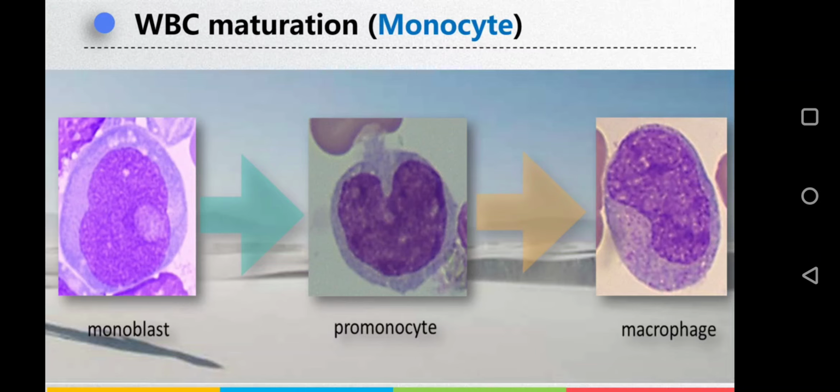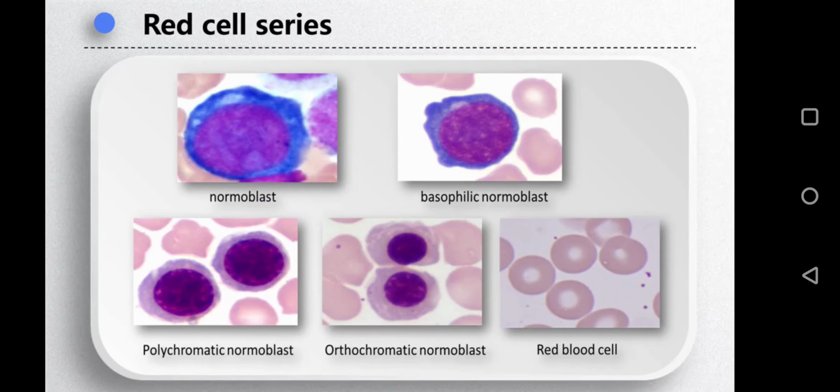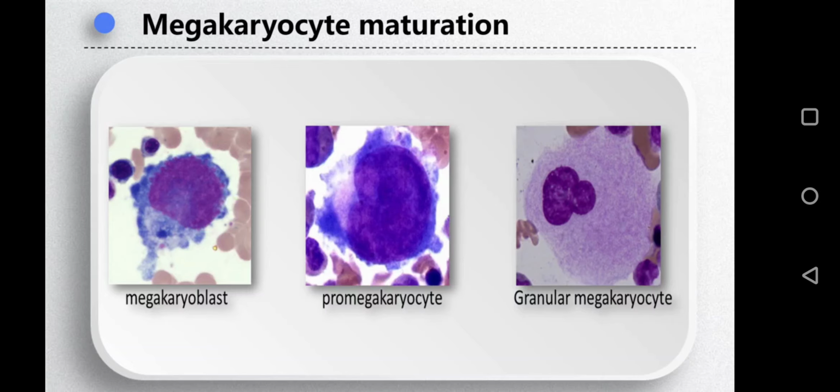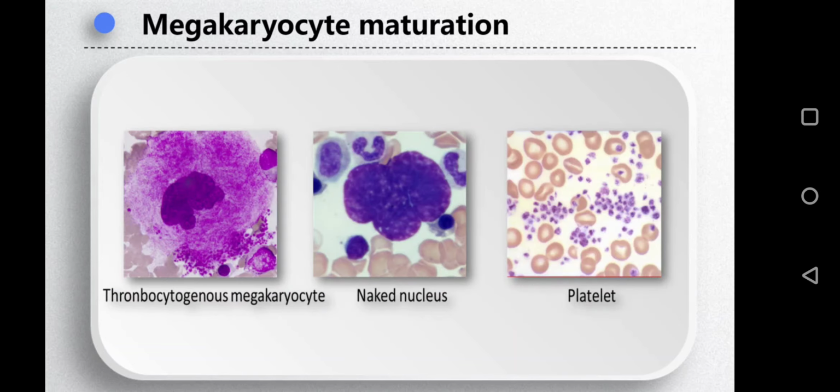Monocytes. Monocytes mainly consist of monoblasts and monocytes. The red cell series consists of normoblast, basophilic normoblast, polychromatic normoblast, orthochromatic normoblast, and the red blood cell. Megakaryocyte. The function of the megakaryocyte is to produce platelets. The number and ratio of megakaryocytes in each stage should be normal. In the thrombocytogenous megakaryocyte, we can find nucleus and platelets, and at least 3 platelets connected with its cell plasma.